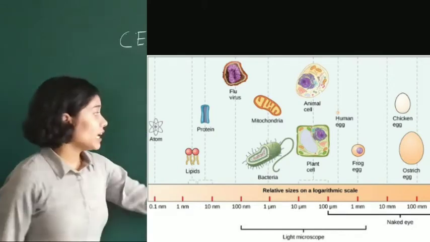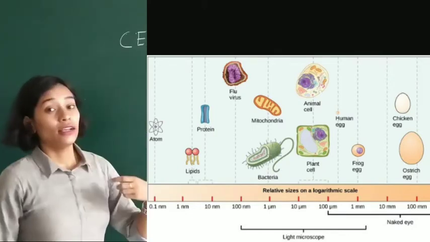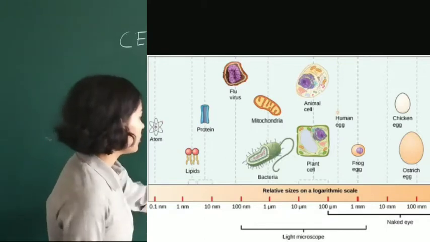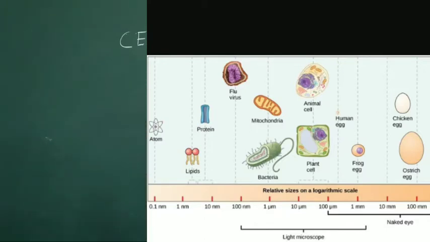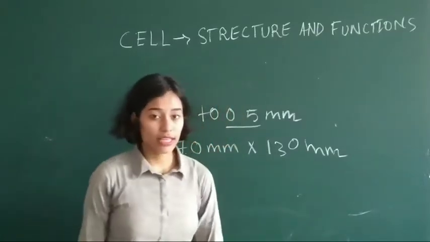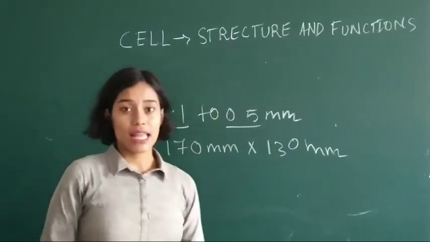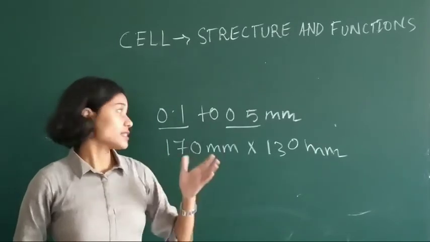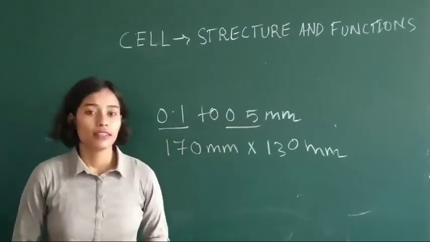And the largest cell is what? The egg of an ostrich. That is 170 micrometer into 130 micrometer. It is the largest cell. The smallest cells can be found in some bacteria, and the size ranges from 0.1 to 0.5 micrometer.